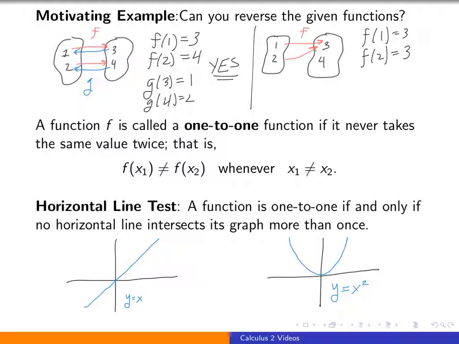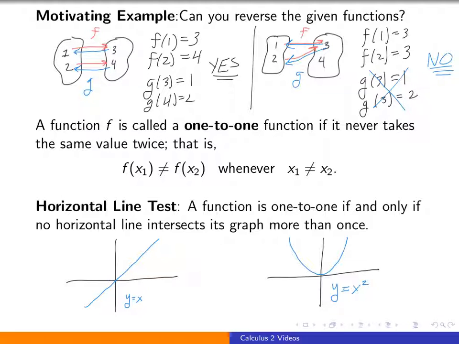It's still a function. Now, if we talk about reversing this, we would need to send the 3 to 1 and the 3 to 2. That is, we would need to see g of 3 being 1 and g of 3 being 2. And this is where we run into a problem. I'm going to go ahead and just put a line through this and say this is not a function. So the answer is no, I cannot reverse this, at least in terms of having a function.